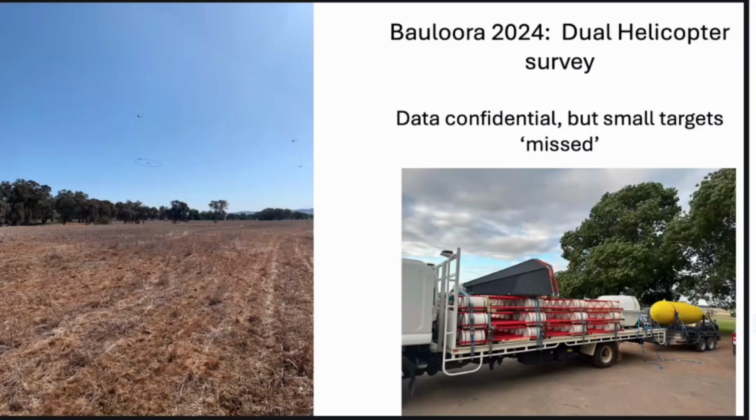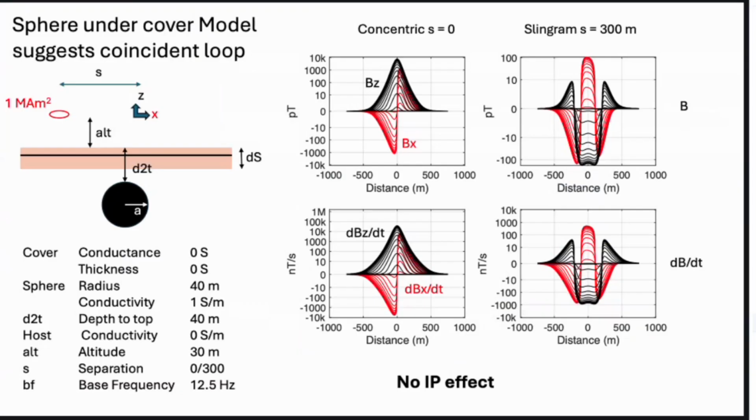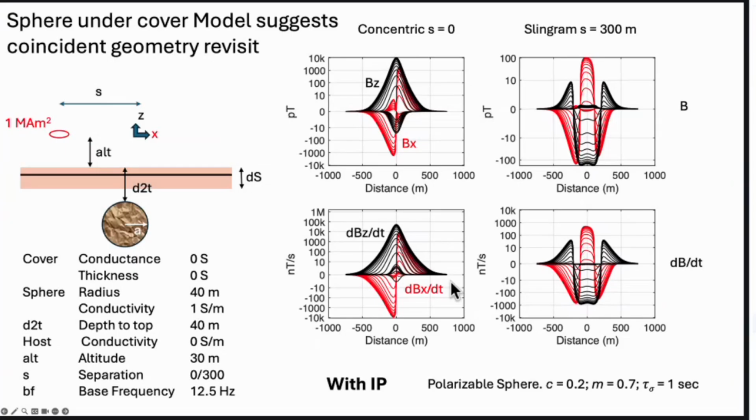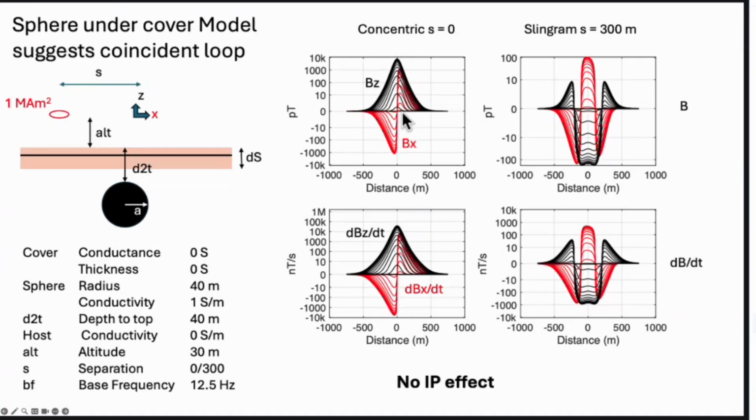We did another flight with the dual helicopter systems. This one, I can't show you any results, but relatively small IP targets were missed. At which point we did some more modeling, looking at finite rather than layered Earth targets. If you look at the right, that's the response with no IP effect. And that's the one with IP effect. So we've got clear negatives in the Z component, clear reversal. So that's with IP, without.